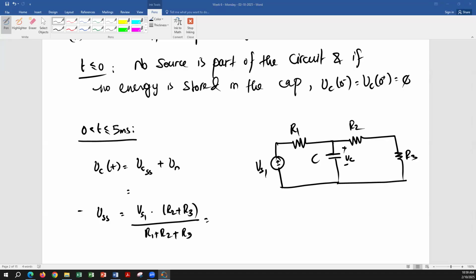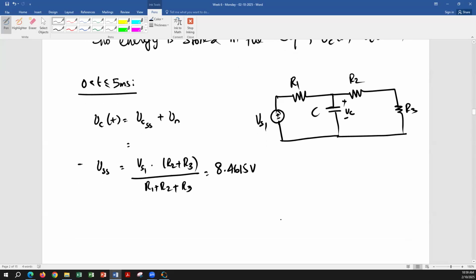All right, let's see. So the steady state value, I'm going to call it VC naught, is equal to VS1 times R2 plus R3 over R1 plus R2 plus R3. That gives 8.4615. So that is the capacitor voltage steady state. If it keeps on running for a very long time, it's gonna hit 8.4615.